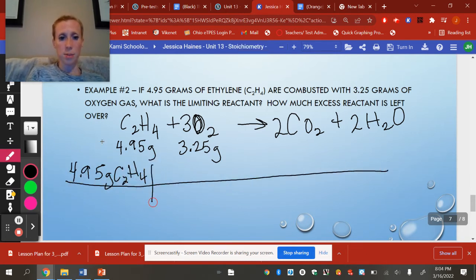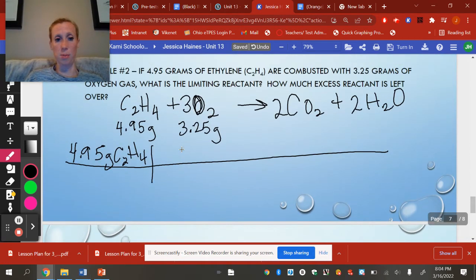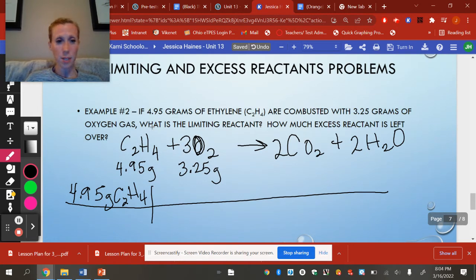Now, this is a particular problem. If you move on to the next one, it's the next example. I'm not adding to this question. All they're asking is what is the limiting reactant and how much excess is there. They're not asking us for one of the products and how much is produced.